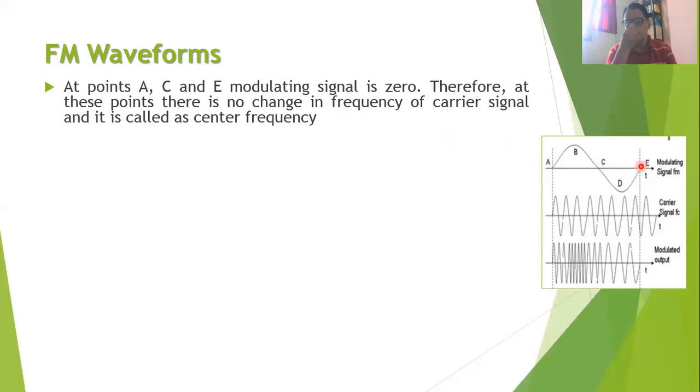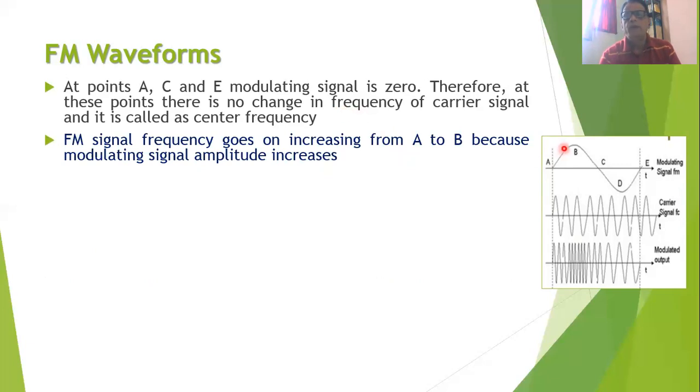All these three points are on the x-axis, and at these points, the value of the modulating signal is 0. And therefore, at these points, there will be no change in the frequency of the carrier signal. That is, the frequency of the FM signal will be the same as the central carrier frequency. So at this point, there will be no change in the frequency.